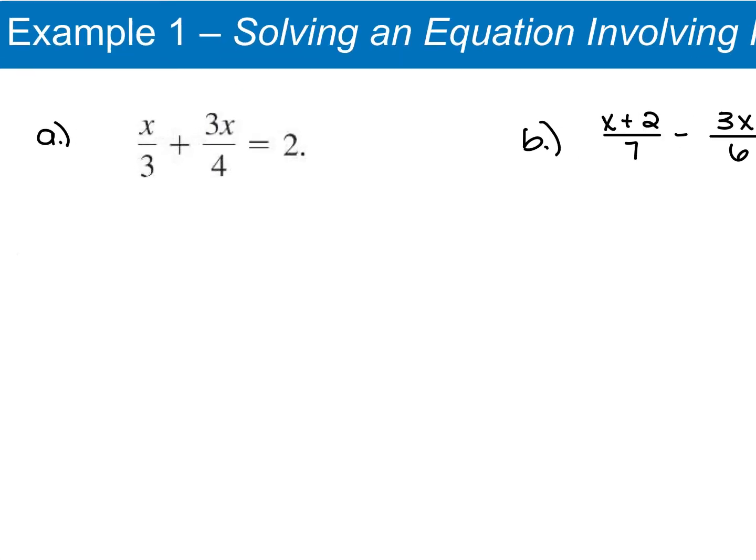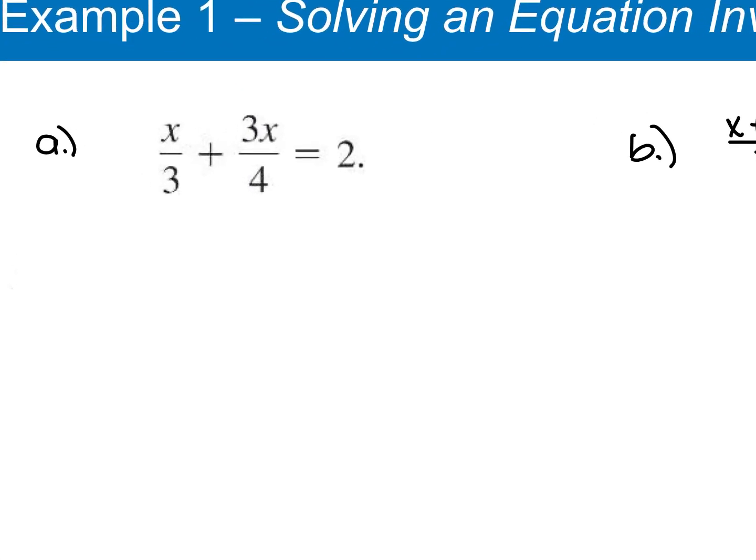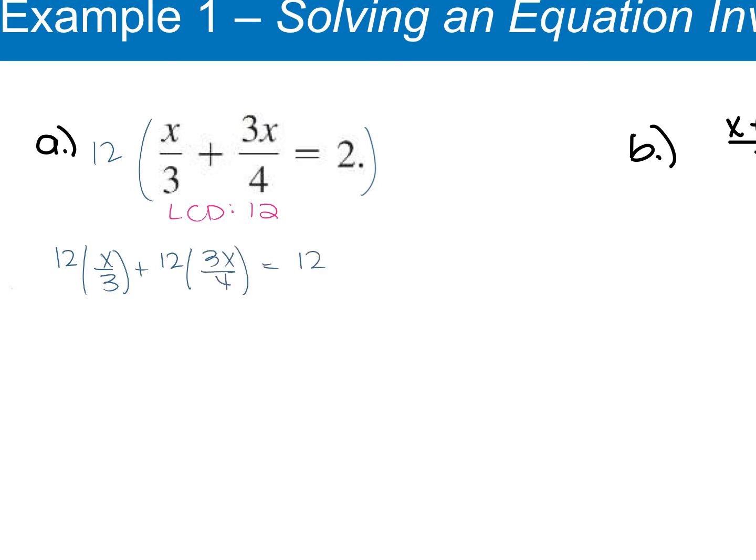First thing you want to do, find your least common denominator. So between the 3 and the 4, your least common denominator is 12. You are going to multiply the entire equation by that 12, which means every single fraction or term gets multiplied by the 12. So you're going to have 12 times x over 3 plus 12 times 3x over 4 is equal to 12 times 2.